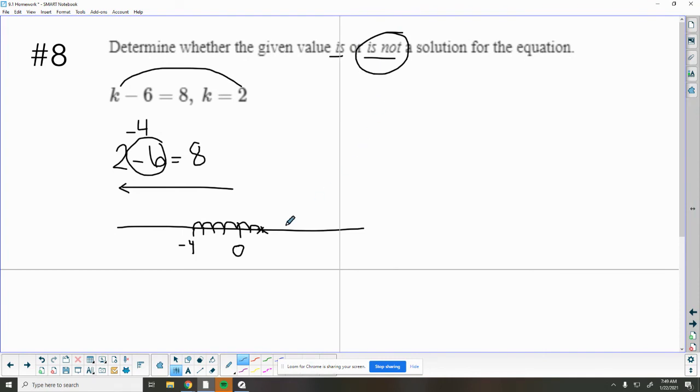So on each of those, just plug in the number, and then you can decide, does that equal the other side or no? So if you have any other questions on your homework, be sure to let me know, and we can set up a time to meet together.